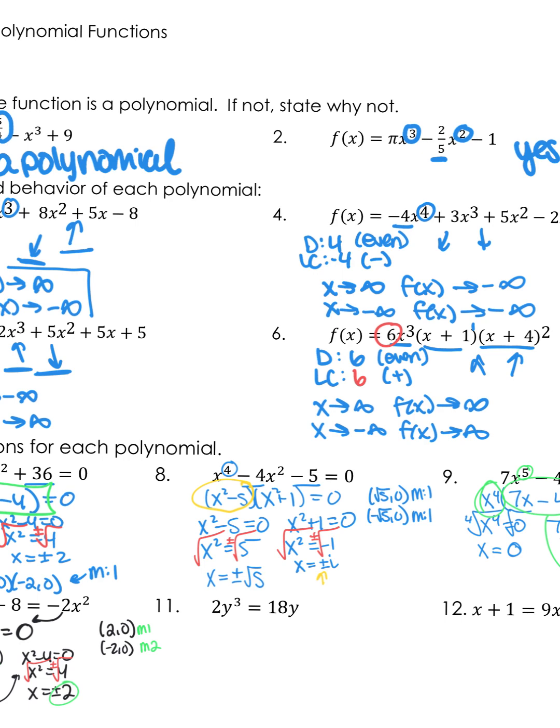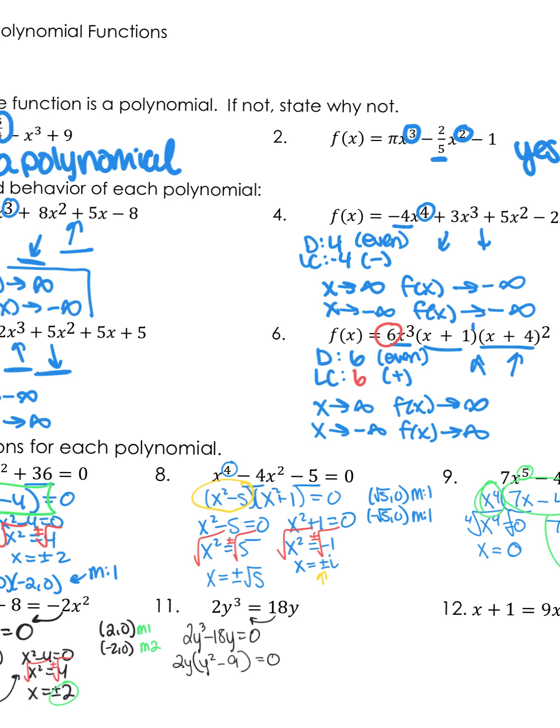Okay, over here we need it equal to 0, so we'll move the 18y over to this side first. Look for our greatest common factor here. Both are divisible by 2, 18 and 2, and then we have a y. So we'll pull that out. That'll leave us with y squared minus 9.